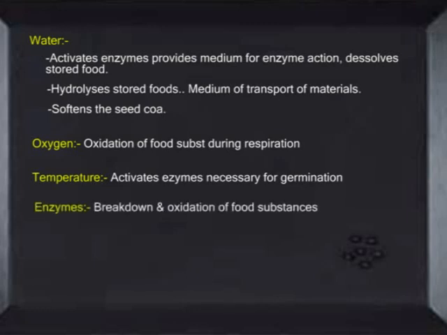Enzymes play a vital role during germination in the breakdown and subsequent oxidation of food. Food is stored in seeds in the form of carbohydrates, fats, and proteins, which are in insoluble form. The insoluble food is converted into a soluble form by enzymes. Carbohydrates are broken down to glucose by diastase enzymes, fats to fatty acids and glycerol by lipases, and proteins into amino acids by protease. Enzymes are also necessary for conversion of hydrolyzed products to new plant tissues.